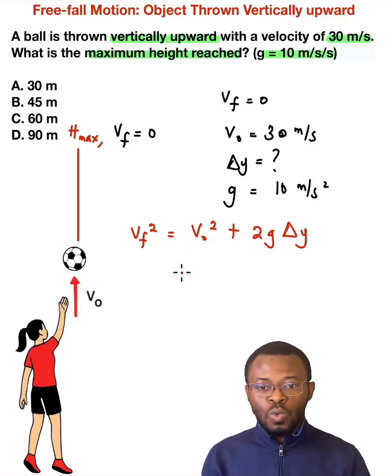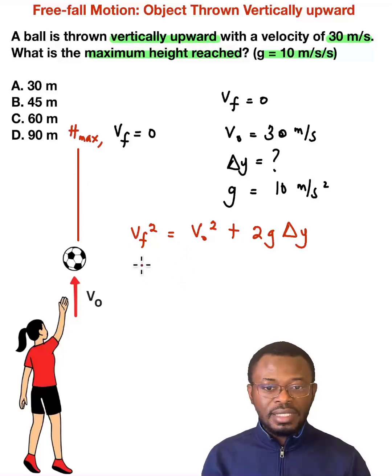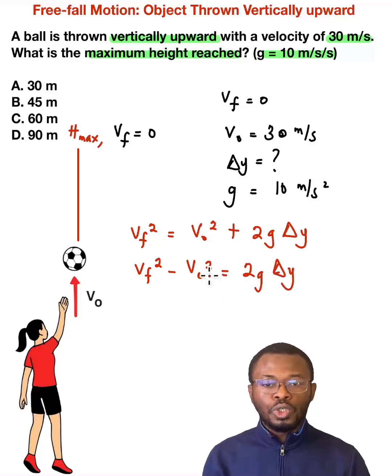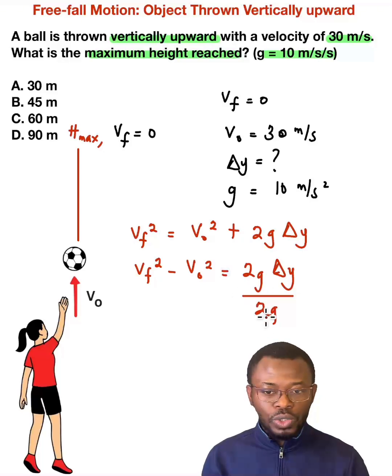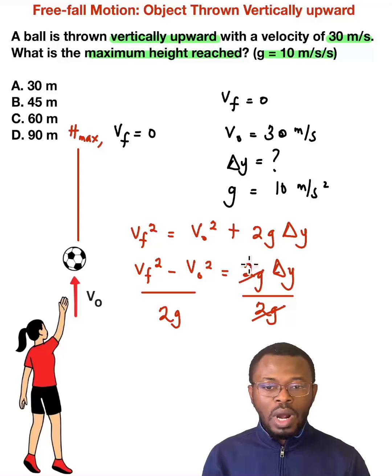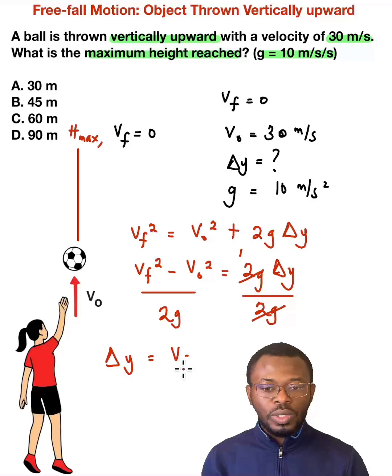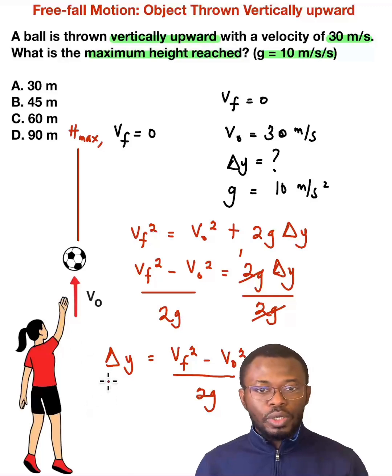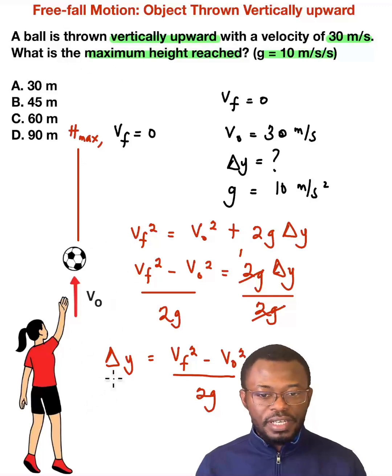If we are looking for delta y, now we need to isolate it. Step by step, we can move this v0 squared across the equal sign. So the equation becomes v final squared minus v initial squared is equal to 2g delta y. So with this, we can isolate delta y by dividing both sides of this equation by 2g. So this 2g cancels this 2g, and in that case, we have delta y equal to v final squared minus v initial squared divided by 2g. So let's plug in our values and then determine the final value of delta y.